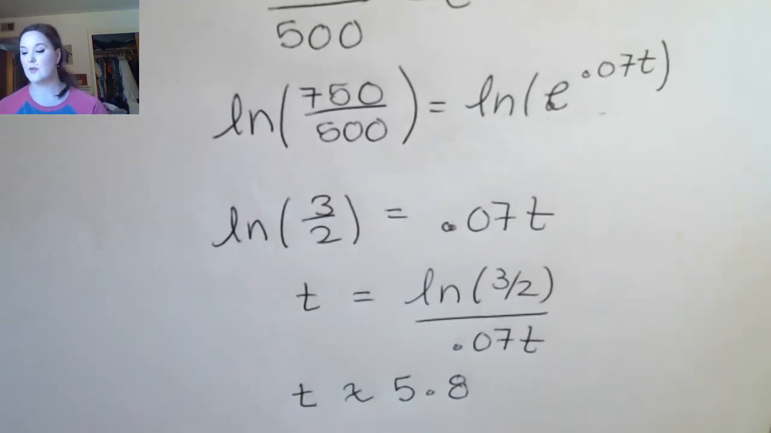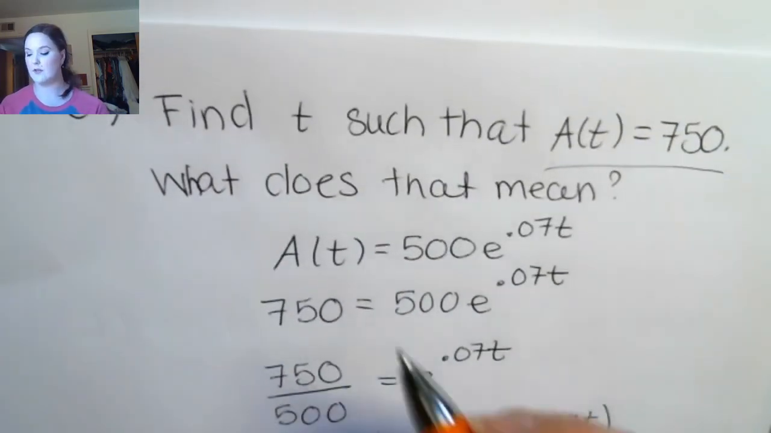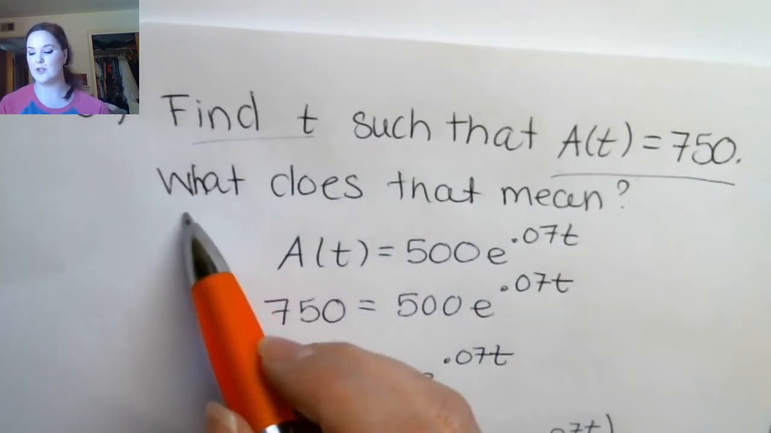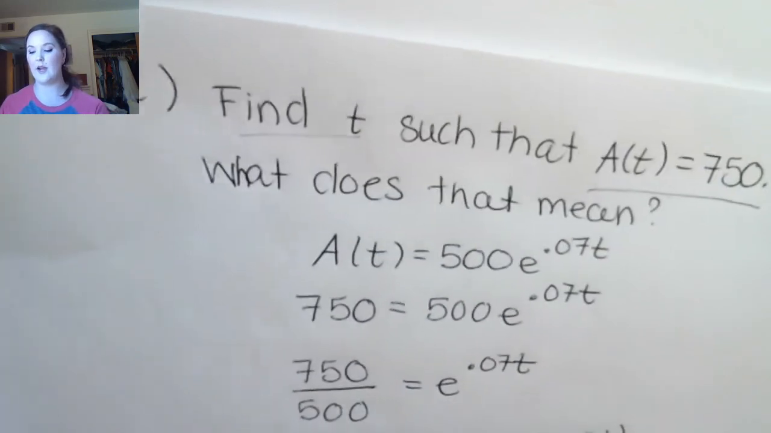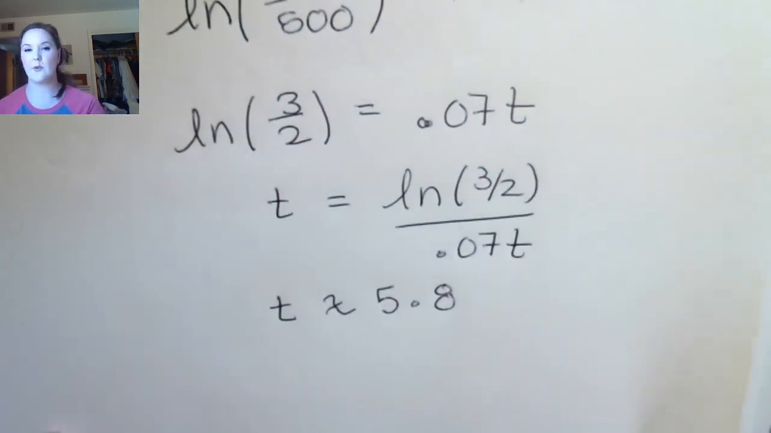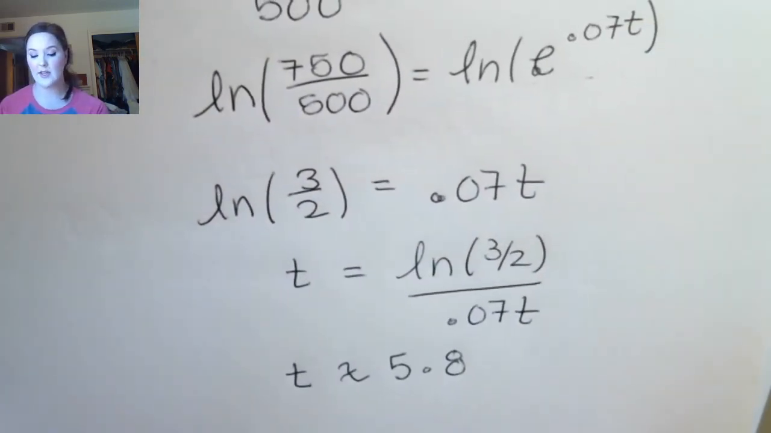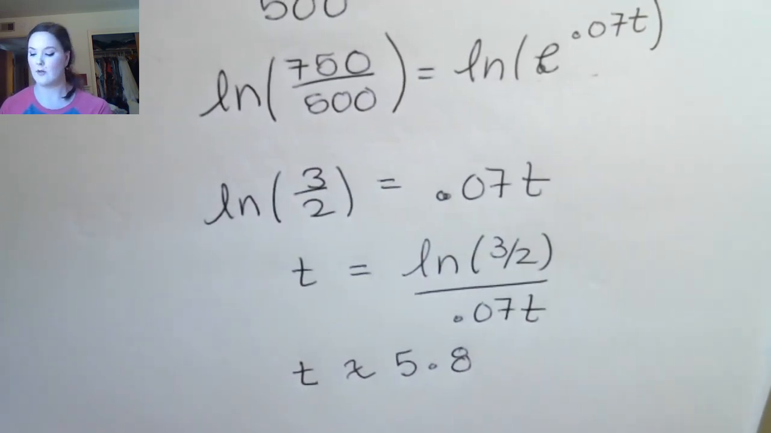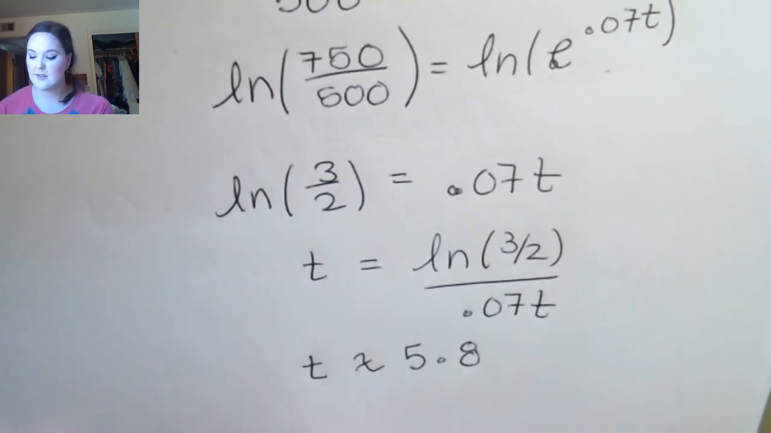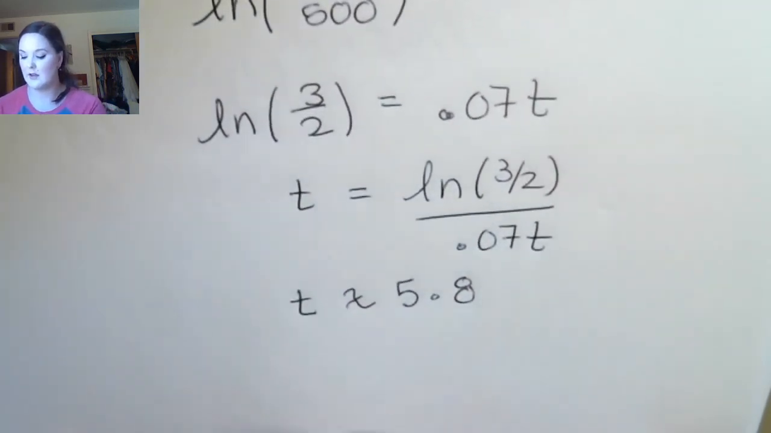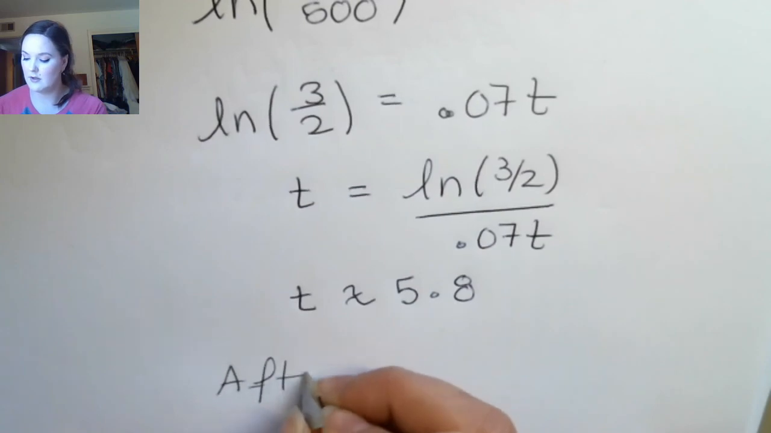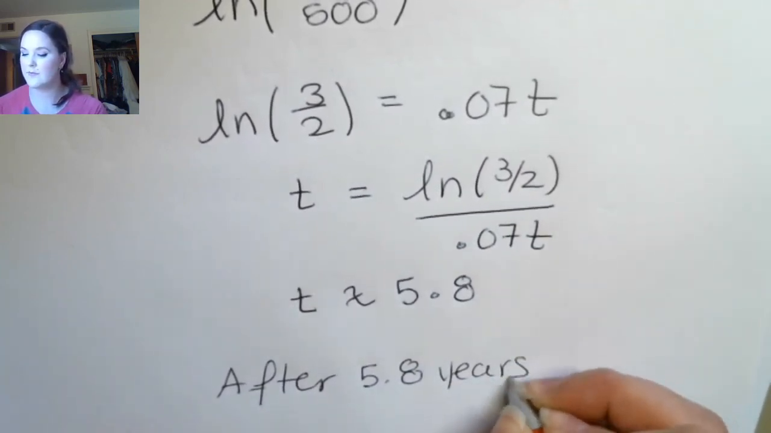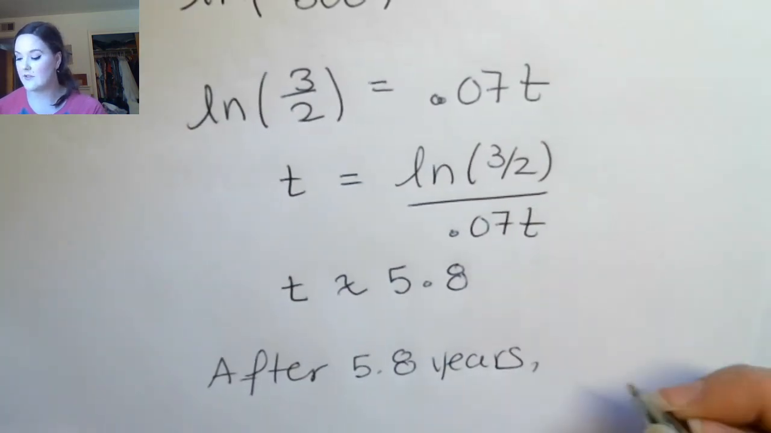That answers the first part of the question, find t. Now we're going to answer the second part of the question, what does that mean? Whenever you're answering the what-does-it-mean questions, you're thinking about the original question. You have $500 in an account. T is the time, so we would say after 5.8 years. And then A of t is the money.